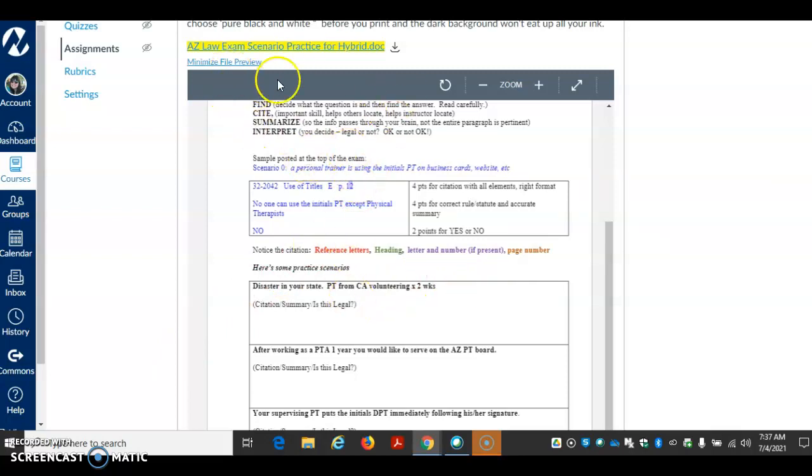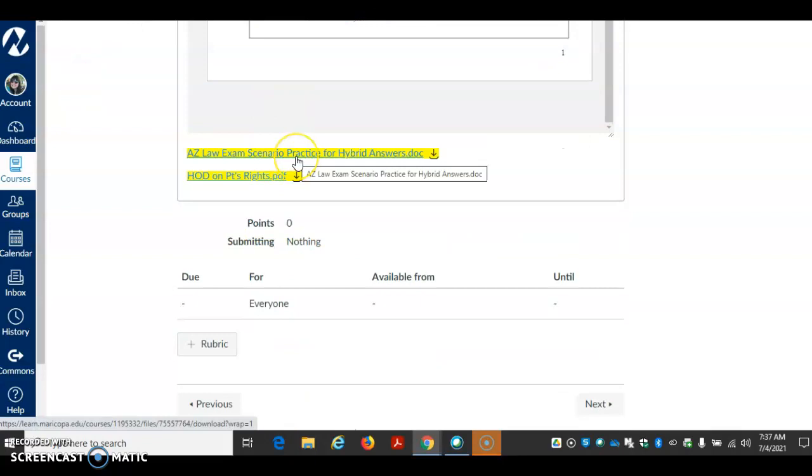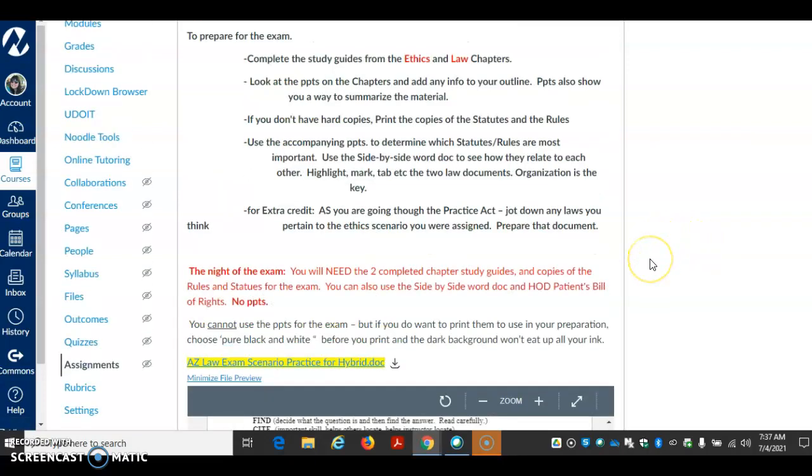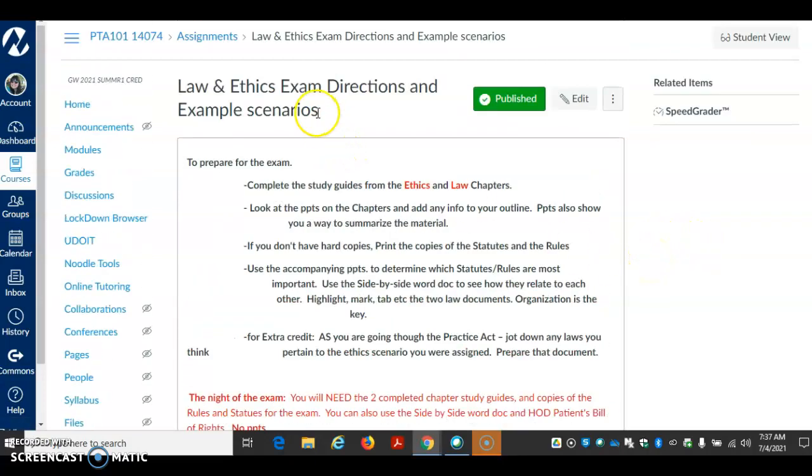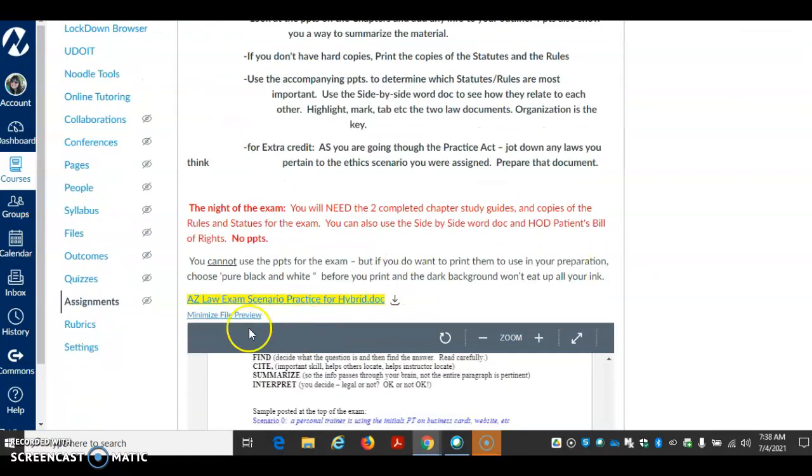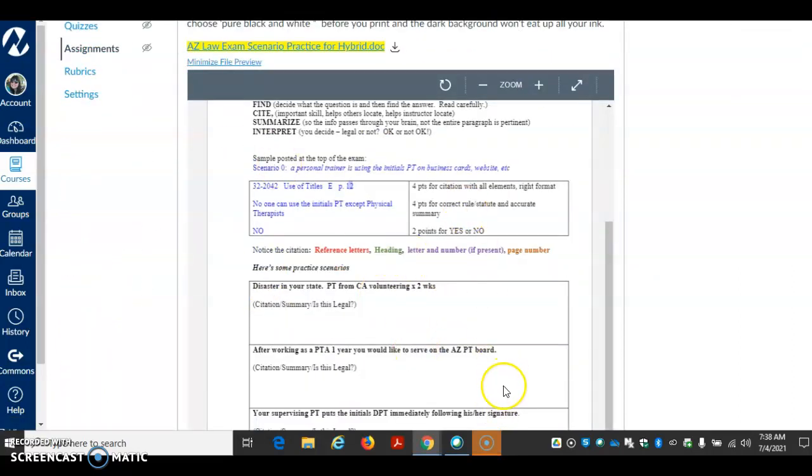So here are some example questions for you. Also on this page, I give you the answers, and I have documented how I found those answers. This module is going to be very important to look at, and it's labeled the Law and Ethics Exam Directions and Example Scenarios. I highly recommend also reading this page in full and completing these documents down here and reviewing them to get you prepped for exam 2B.